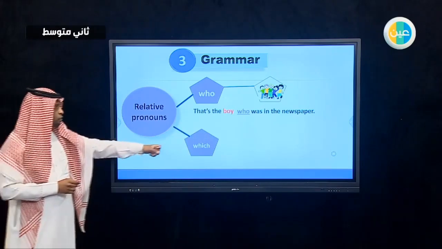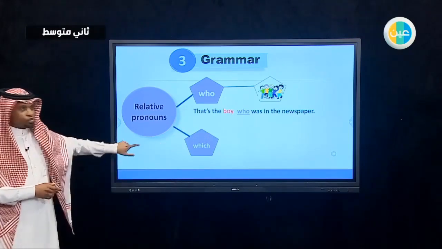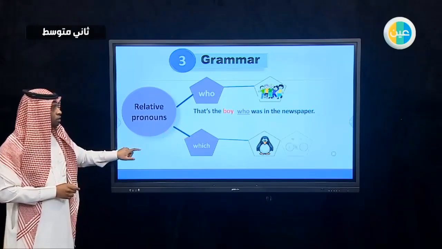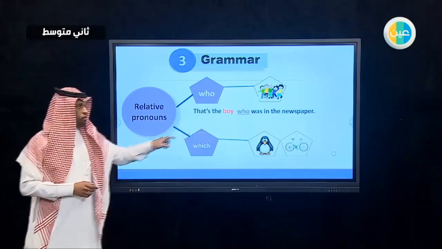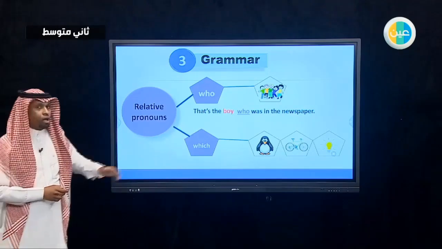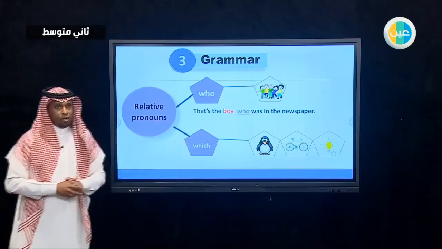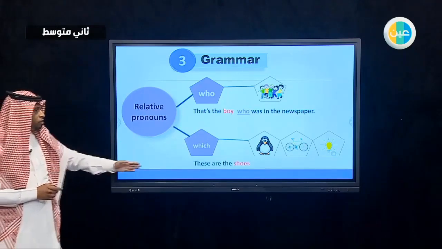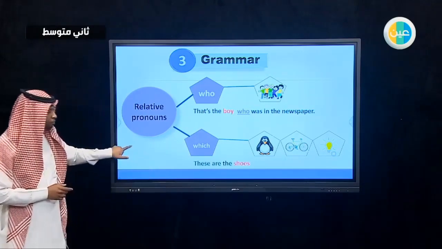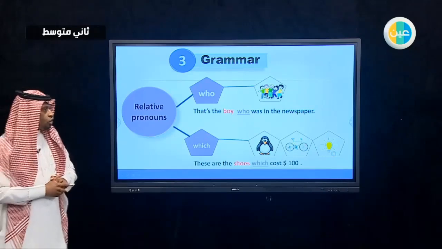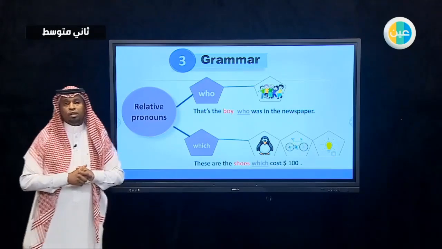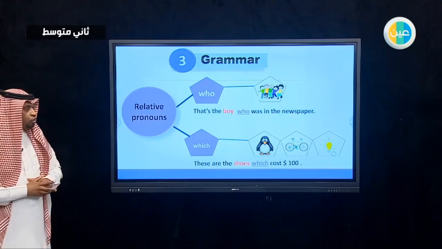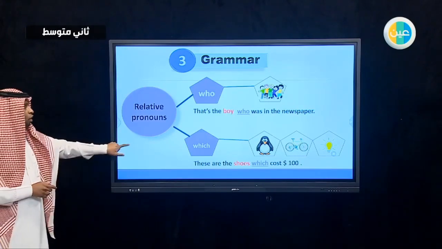We also have which. It can be used with animals, things, and ideas. For example, these are the shoes which cost $100.